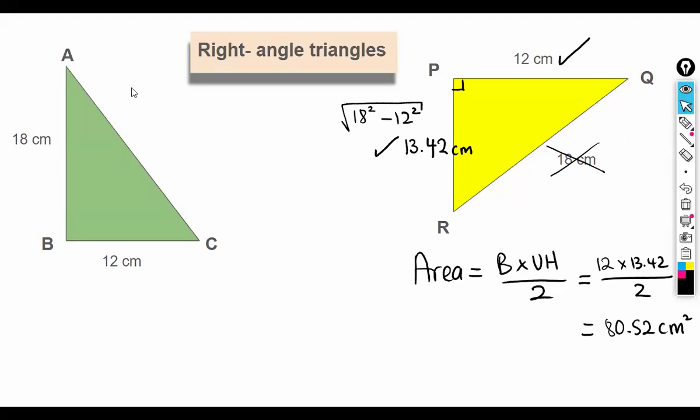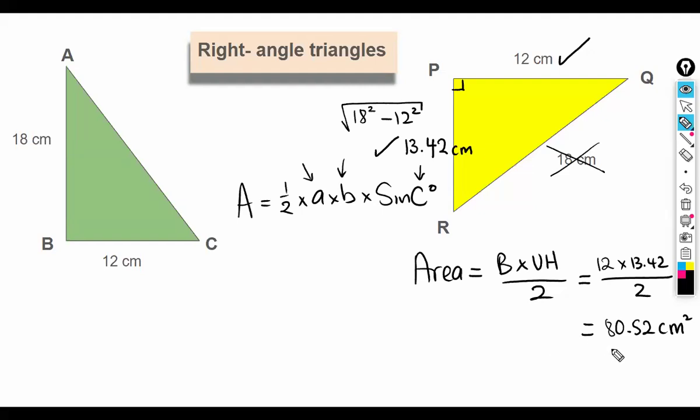How about if we use the other formula? Area is a half by A by B by sine C. Can we use that formula now to also calculate the area? Yep. Remember, A and B are the two sides, and C is the angle in between those two sides. You can choose any two sides you want, but you must have the angle in between.